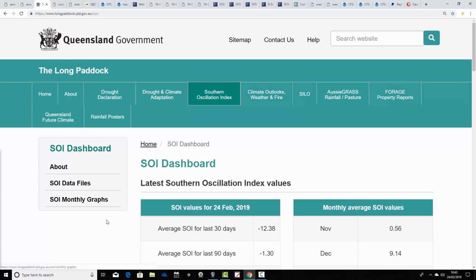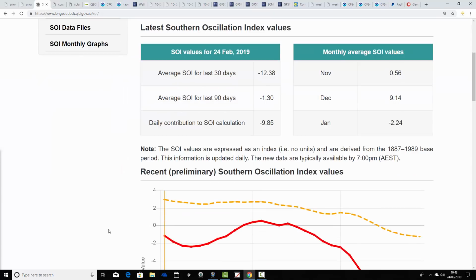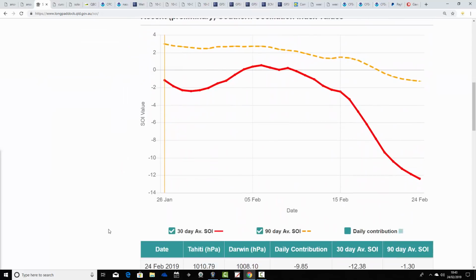When the SOI goes into a negative phase, the atmosphere is in an El Nino state, and through February we have seen a big drop in the SOI. So this is from the Bureau of Meteorology. This red line here is showing the 30-day average for the SOI.